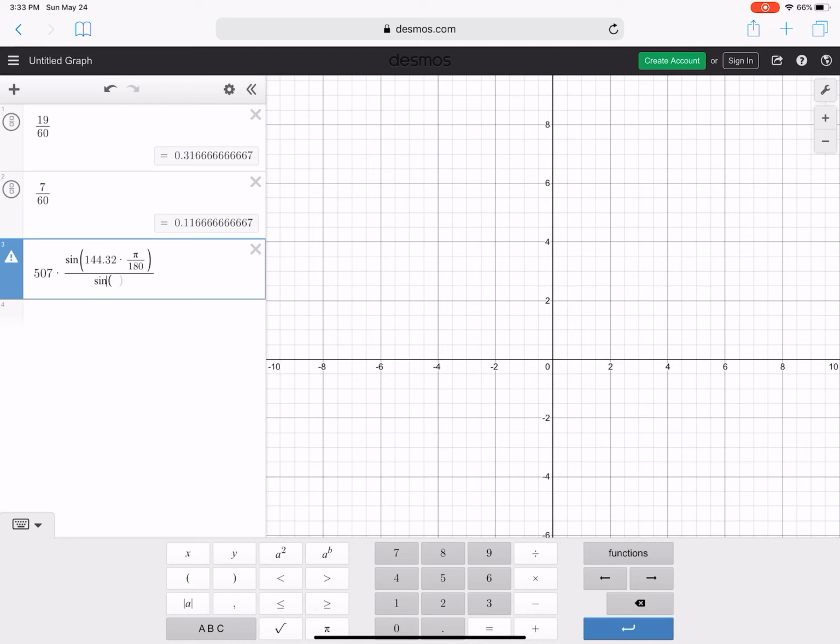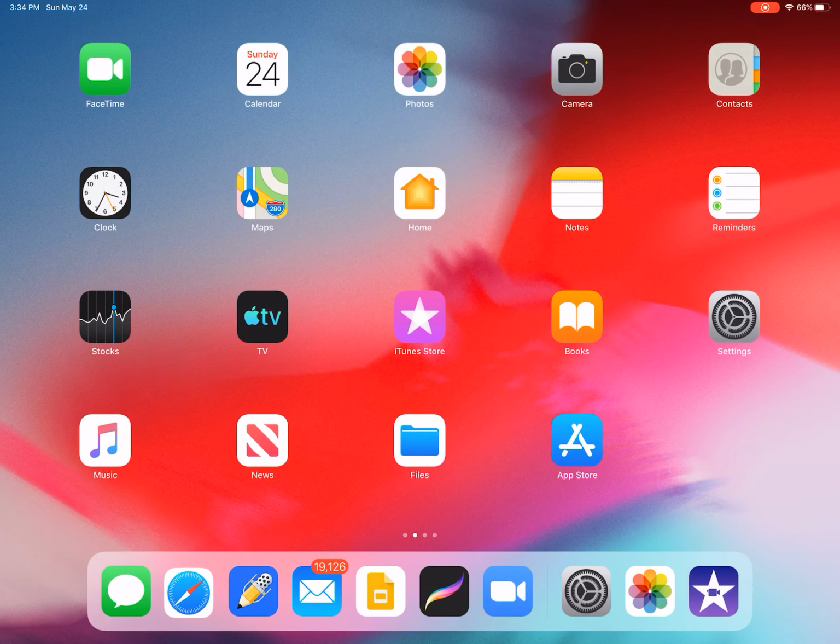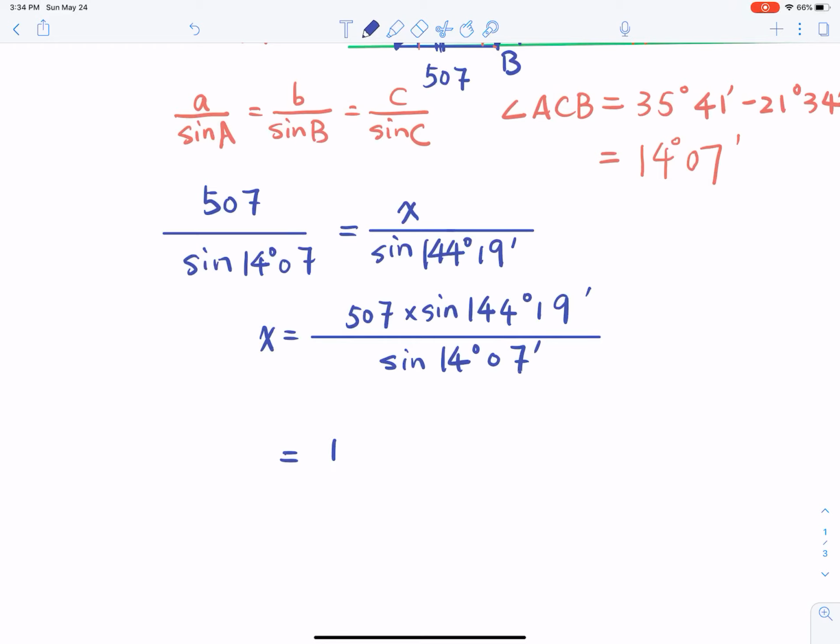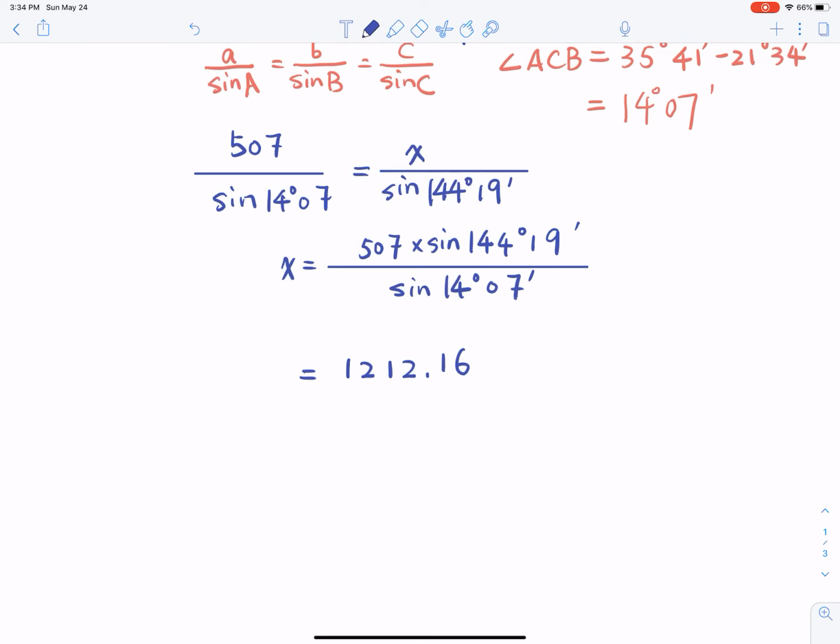14 by sine 14.12, and this is in degrees, times pi divided by 180. So it's 1212.16. So that is this height. 1212.16. Okay, now let's see.